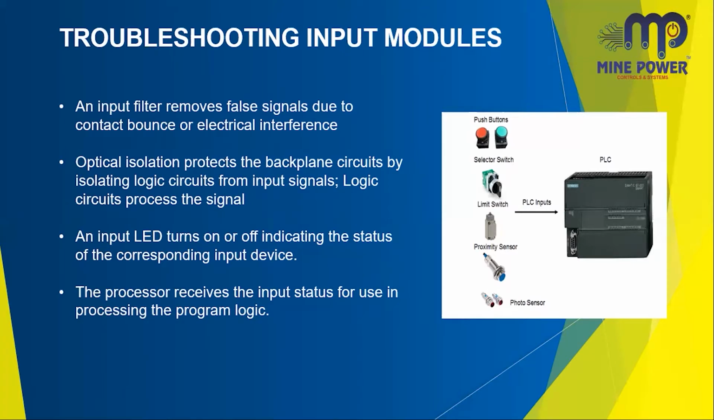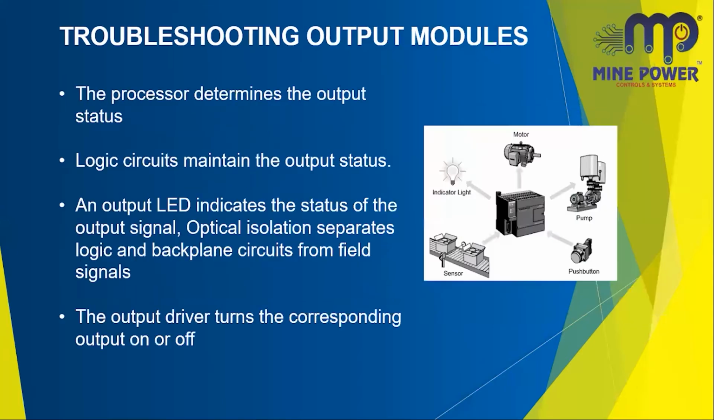If the input gives a false signal due to contact bounce or electrical interference, or does not give a correct amount of signal, then it will cause a problem in the PLC input module also. All about the indicators: we first check whether the supply is going into the input and coming to the output. We need to check that.